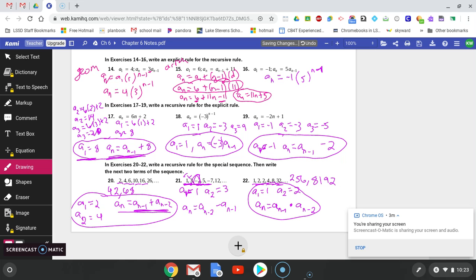So we can't write an explicit formula for these because they're not arithmetic, they're not geometric, but they do have a pattern. And if they have a pattern, we can extend that pattern. And if we can extend that pattern, we can write a recursive rule for it. All right, take a second and write your summary.